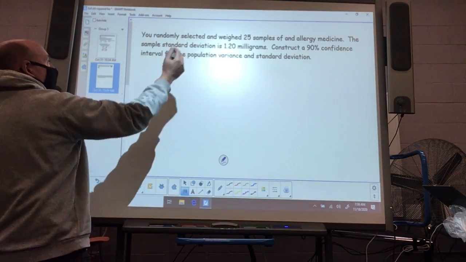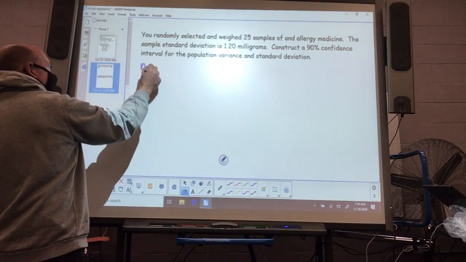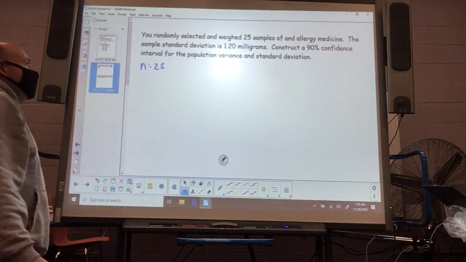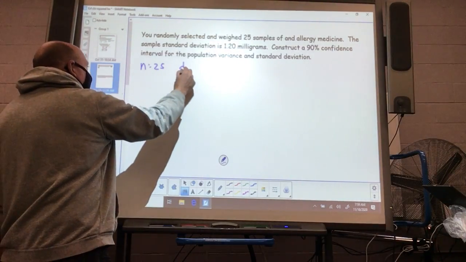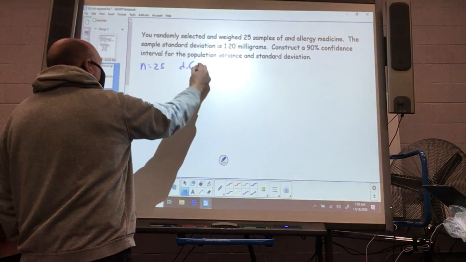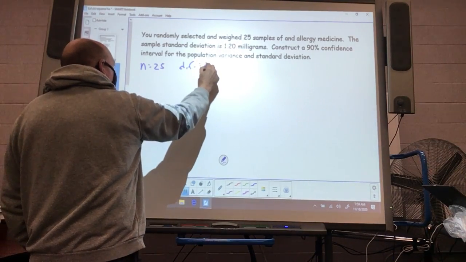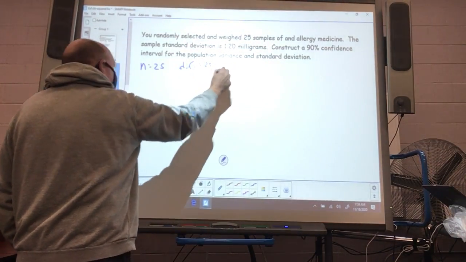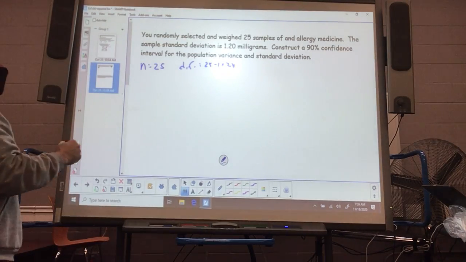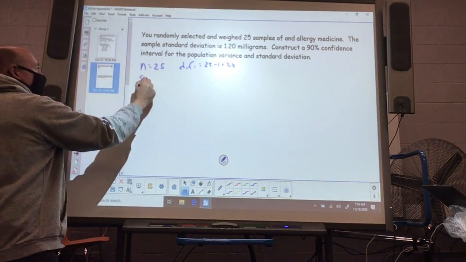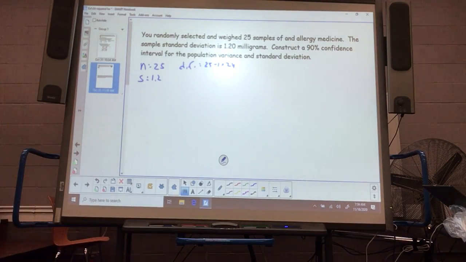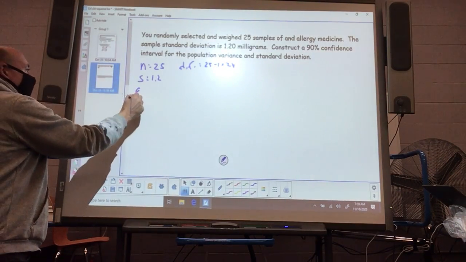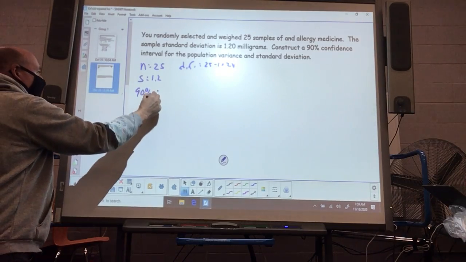Well, let's take a look. The verbiage of the problem: sample size is 25, which means our degree of freedom. Max, what's our degree of freedom? 24, 25 minus 1, 24. We have a sample standard deviation of 1.2 milligrams. We have a 90% confidence interval.